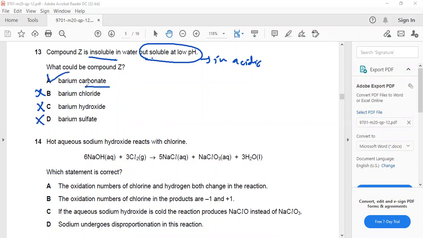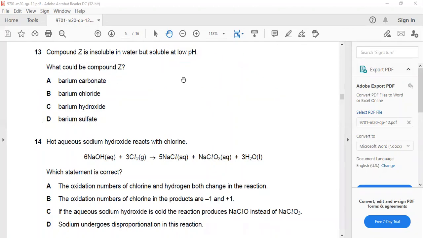Barium carbonate, because all carbonates are insoluble except the carbonates of group 1 and ammonium carbonate. Except these, all carbonates are insoluble. So it is insoluble, and carbonates also react with acid. So A is the answer.